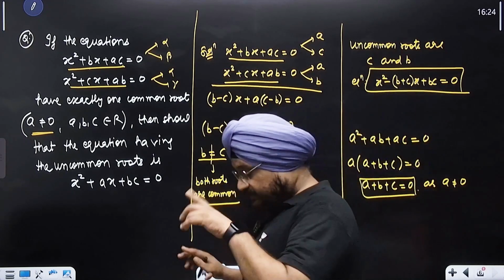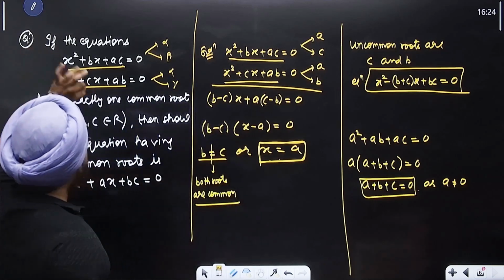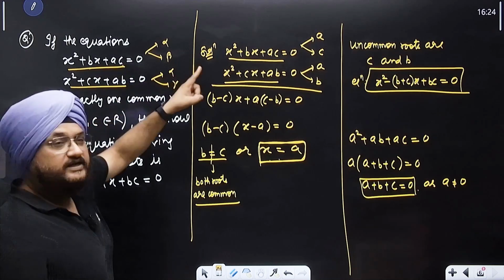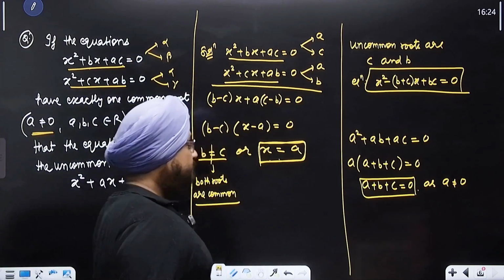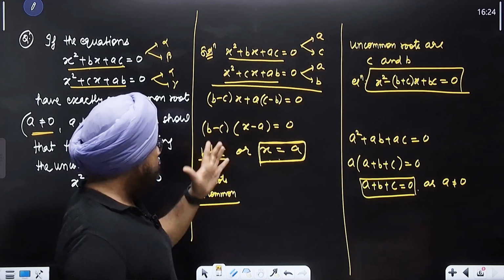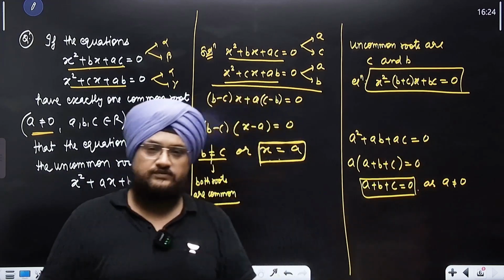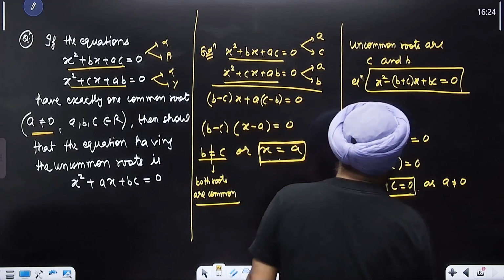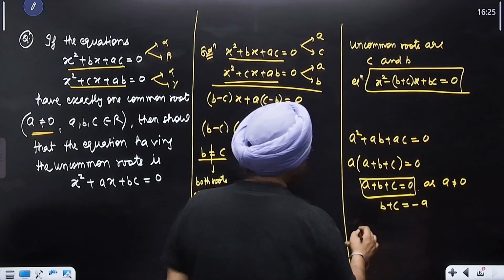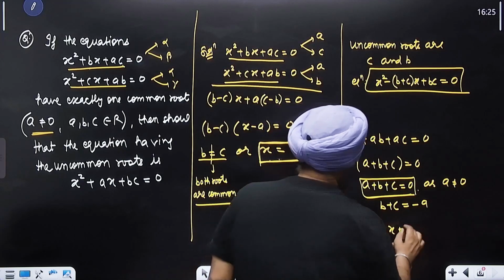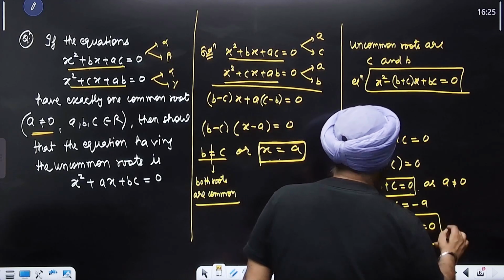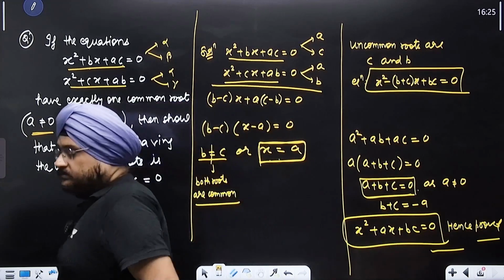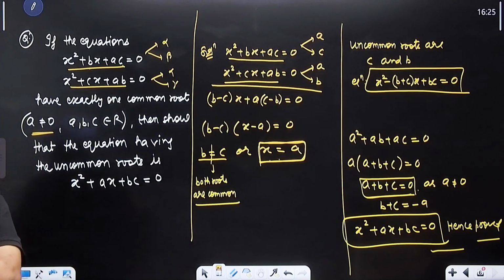This condition we could find by applying the direct condition on common roots, (c minus b) into (ab square minus ac square) equal to (ac minus ab) whole square. From there we would have found the condition b equal to c also and a plus b plus c equal to 0 also. Okay, so use this a plus b plus c equal to 0, b plus c equal to minus a, put it in the equation, and the equation becomes x square plus ax plus bc equal to 0, hence proved. Okay, is it clear?